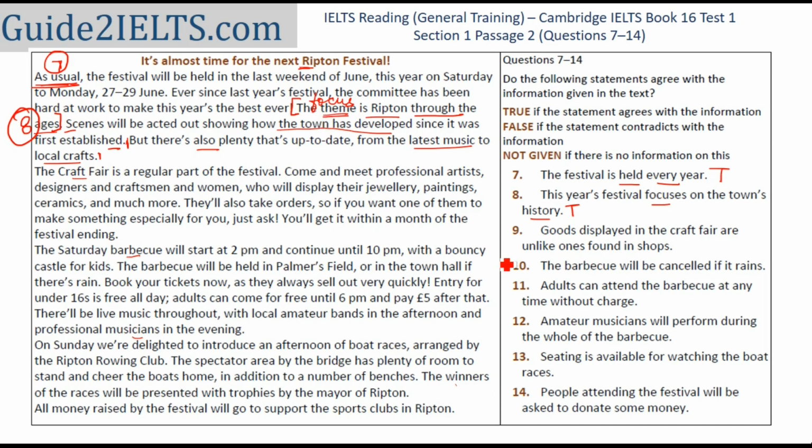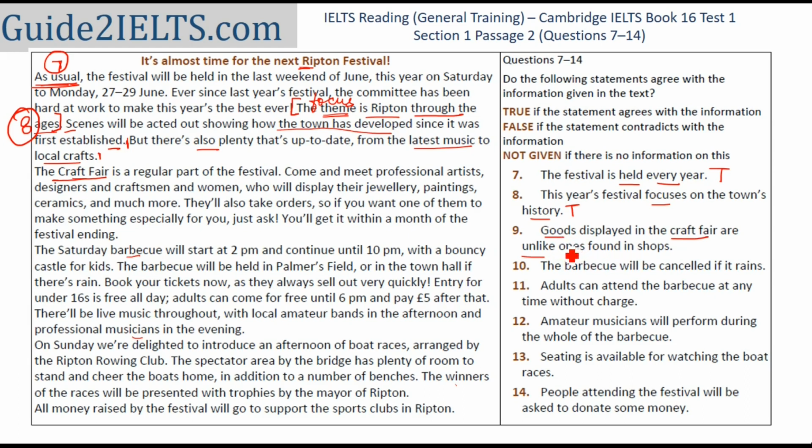Ninth one now. Goods displayed in the craft fair are unlike ones found in shops. So goods are the items or the things that are there in the craft fair. Craft fair, I've already seen, is mentioned as it is. There is no synonym to that one used here. Unlike is not similar to anything else. Very different, very unique. So the information I'm looking for is what is displayed or what is sold at the craft fair, and is it different from what is sold at the shops?